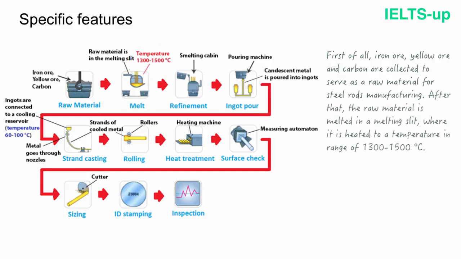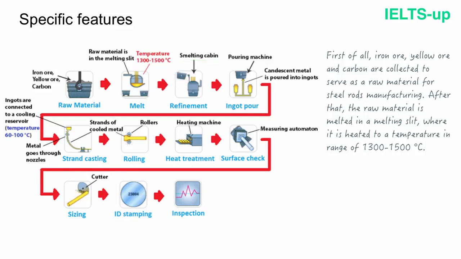After that, the raw material is melted in a melting slit, where it is heated to a temperature in the range of 1300–1500 degrees Celsius. The third stage is called refinement, and from the diagram we only know that during this stage the material is put into a container that is called a smelting cabin.